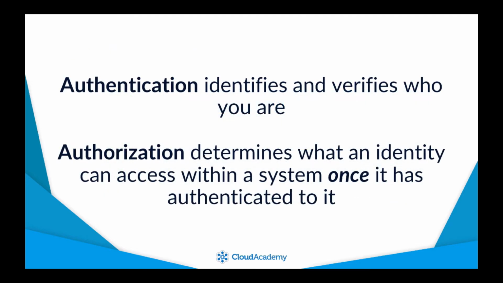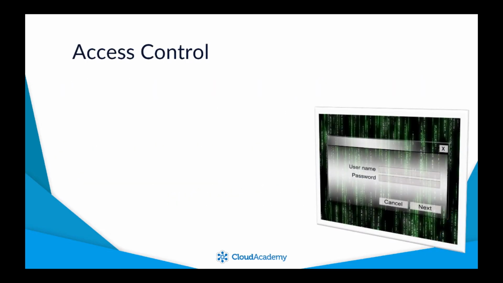So there is a clear distinction between authentication and authorization. Authentication identifies and verifies who you are. Authorization determines what an identity can access within a system once it has authenticated to it. Now, how does access control fit into all this? Again, access control is defined as something different to authentication and authorization. Access control can be classed as a mechanism of accessing a secured resource. Let's put some examples and context around this to make it a little clearer.